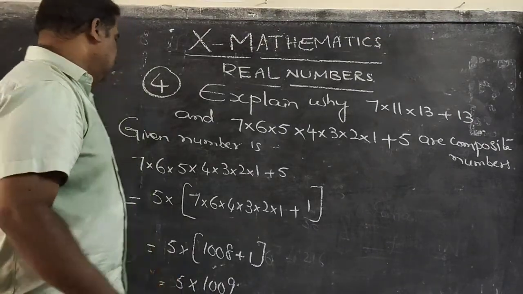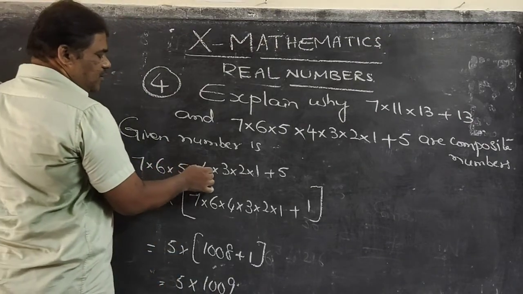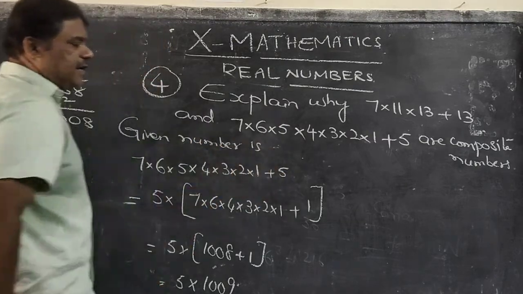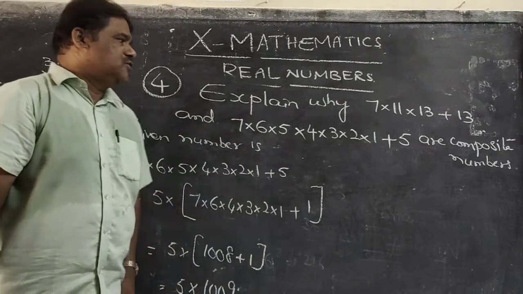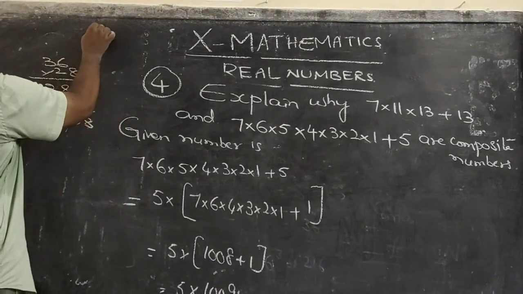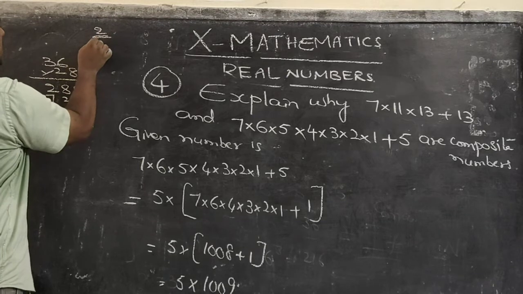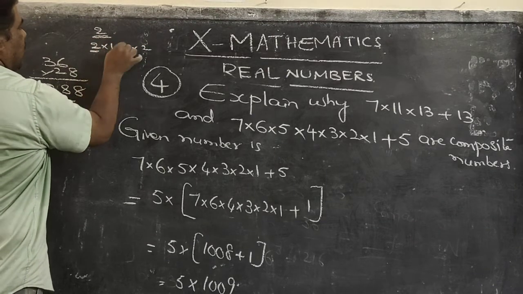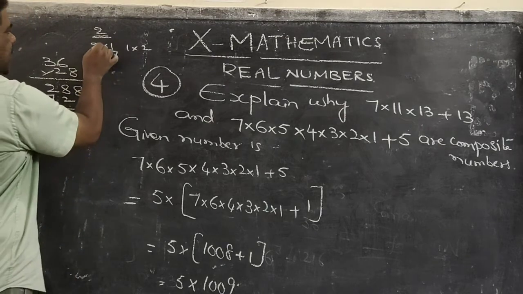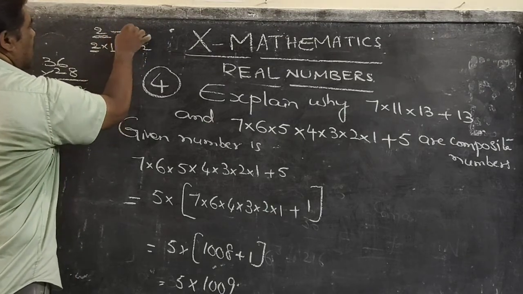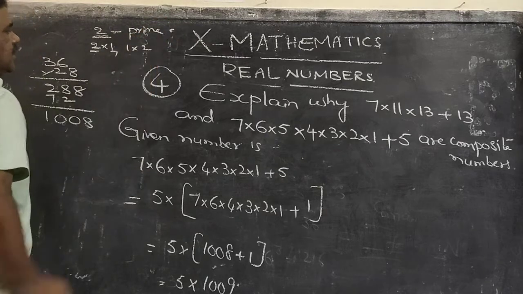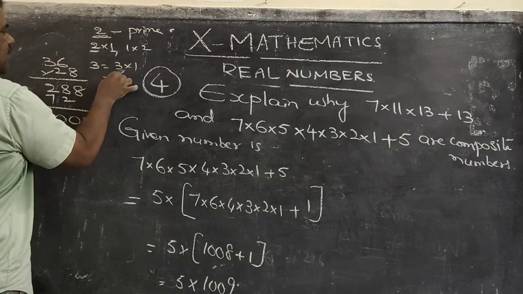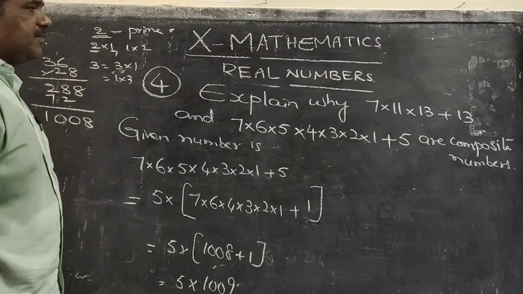Here you see 7 into 6 into 5 into 4 into 3 into 2 into 1 plus 5. This is the given number. A number is a prime number if it has only two factors. For example, 2 is a prime number because 2 can be written as 2 into 1 or 1 into 2. It has only two factors. If a number has only two factors, that number is called prime number. 3 is a prime number because 3 can be written as 3 into 1 or 1 into 3. It has only two factors.